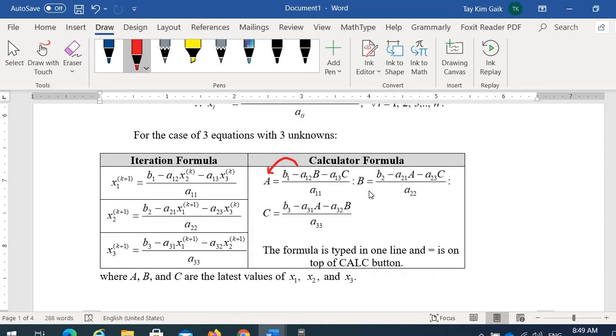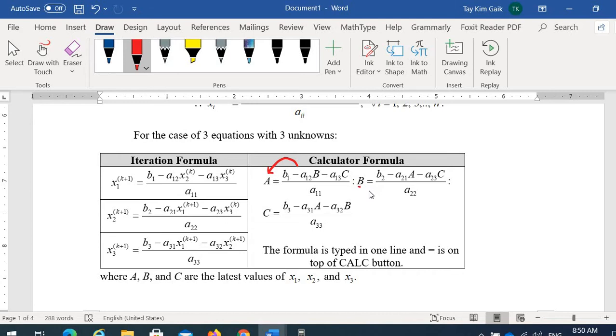And then to find x2, we use B. So B equals b2 minus a21 times x1 at k plus 1, which we stored in A. So this is A, minus a23 times C, which is actually your x3 at k, divided by a22. And then C is x3 at k plus 1. x3 we denote as C.